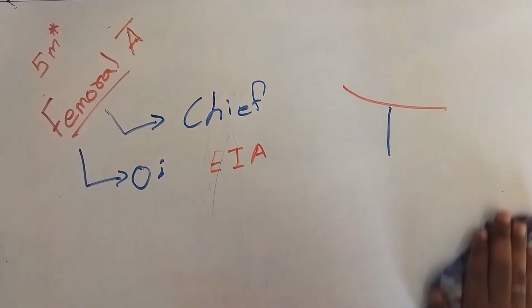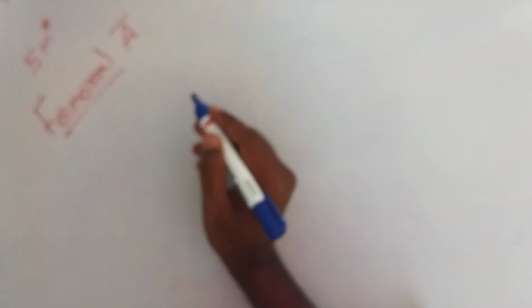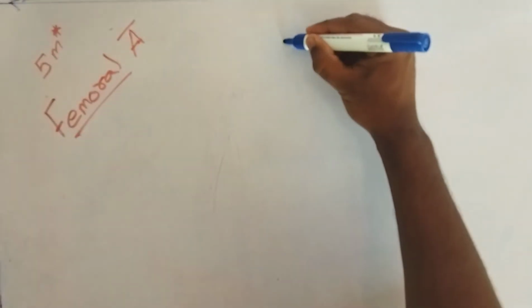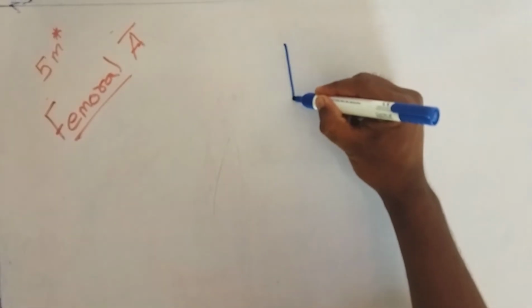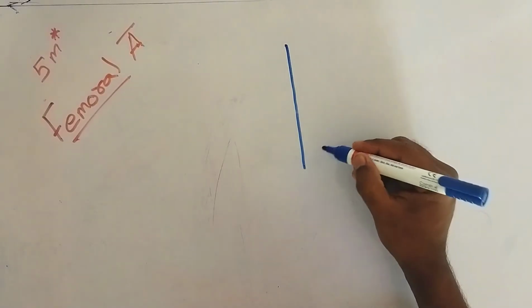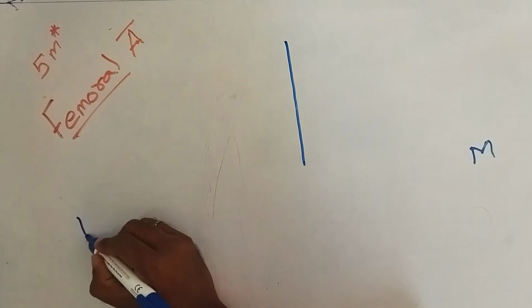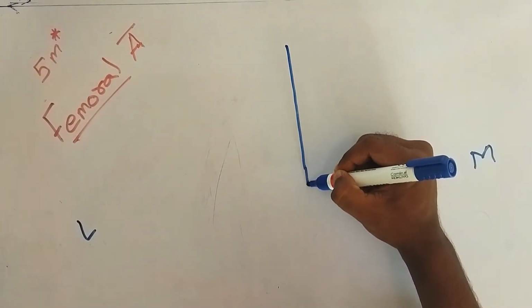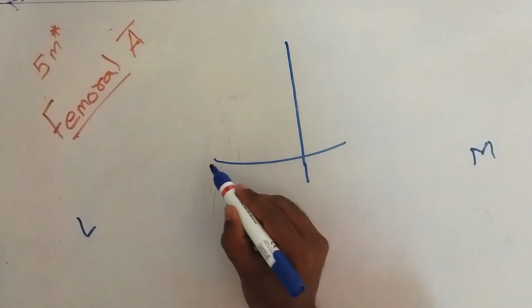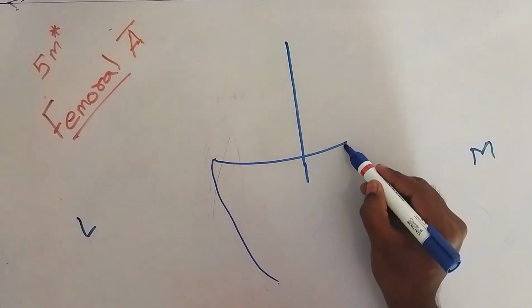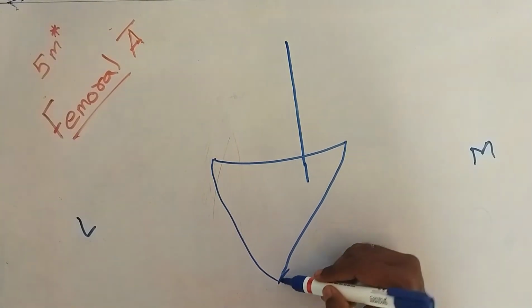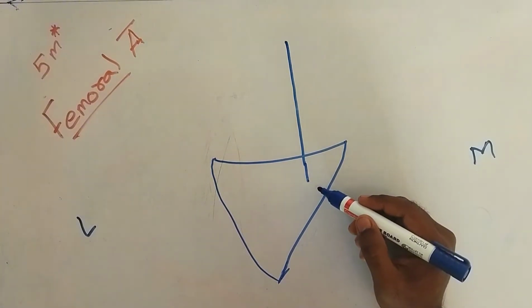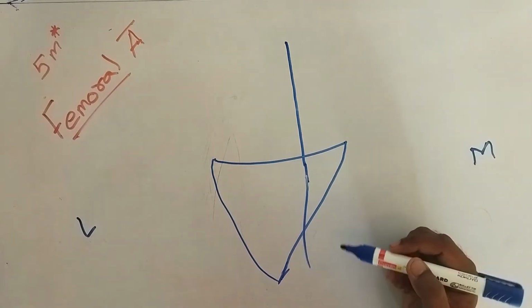Next, coming to the extent and course of the femoral artery. The femoral artery passes downwards and medially. It is the medial and it is the lateral. It enters first into the femoral triangle at the medial side, and then it comes down through the adductor canal.